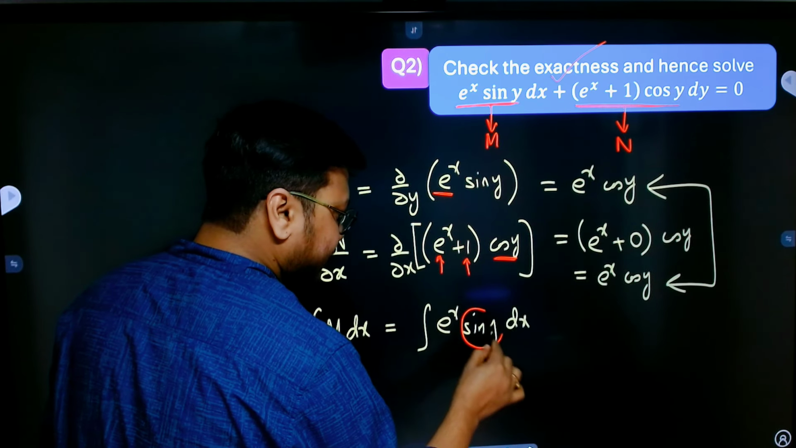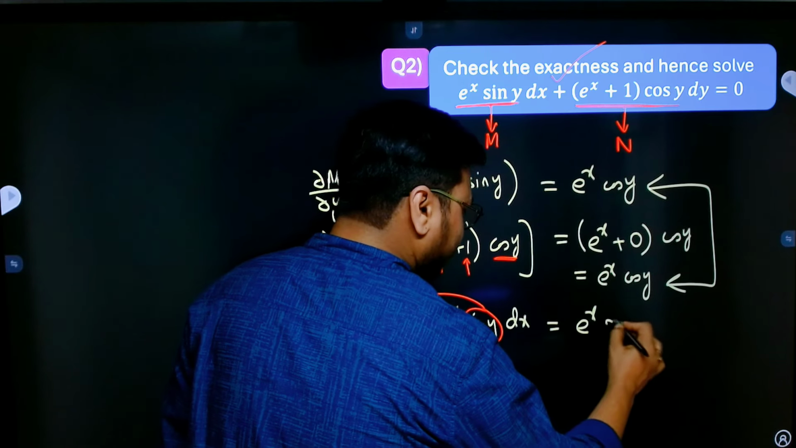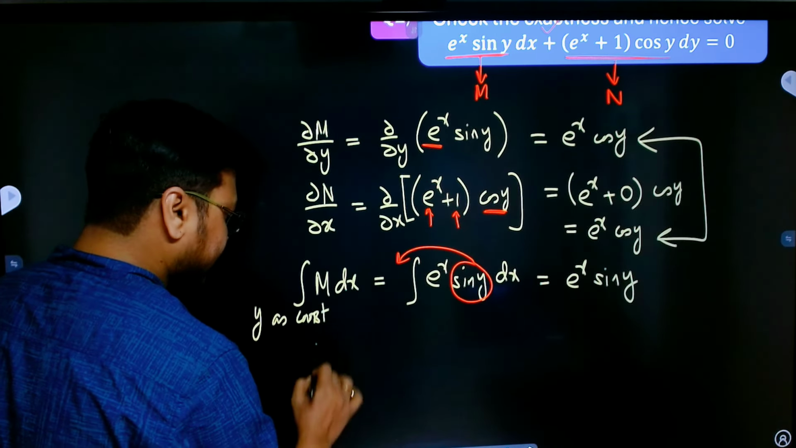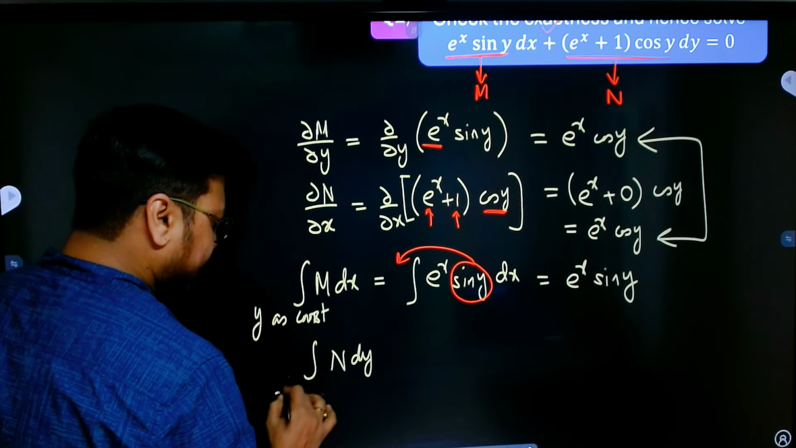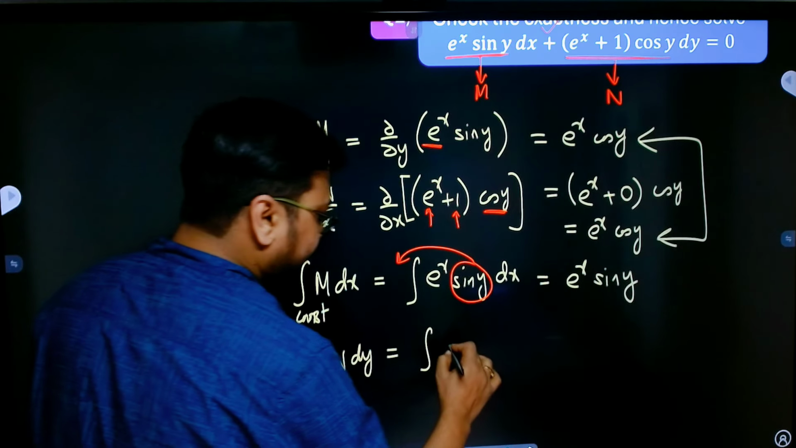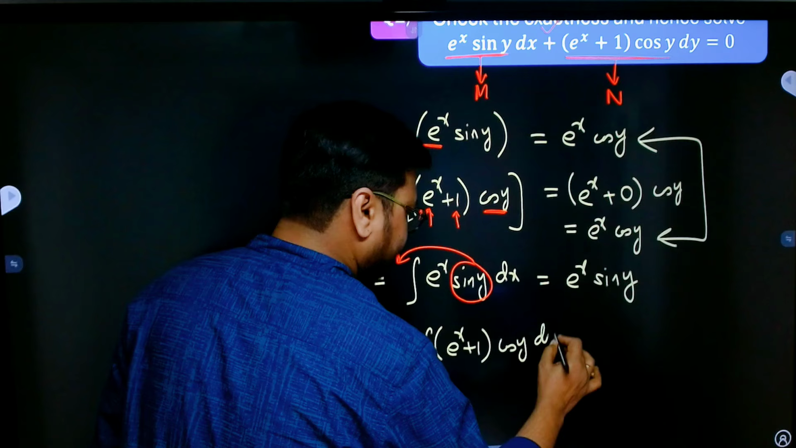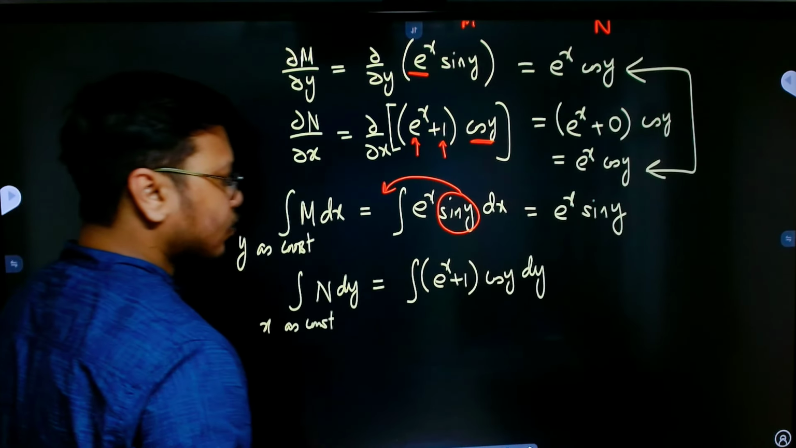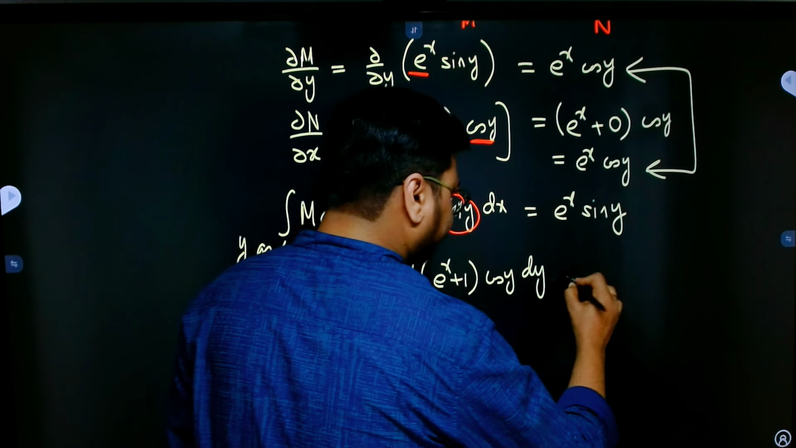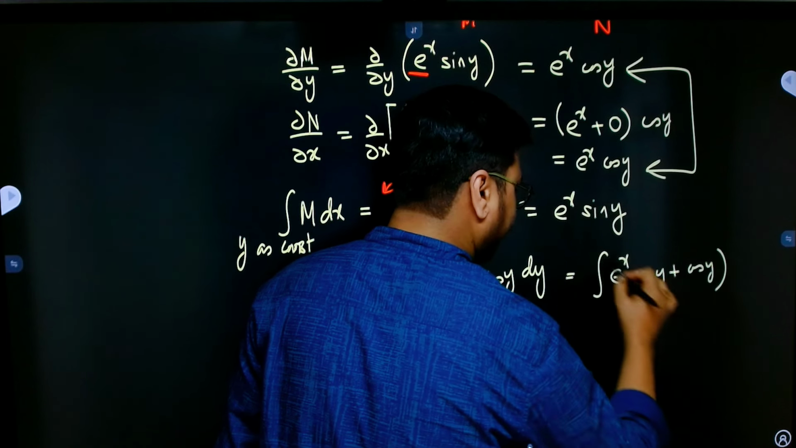Y constant, so that means sine y will go outside the integration and we'll be having e to the power x sine y. Then coming to integration n dy, where x should be treated like a constant and we have n as e to the power x plus 1 cos y dy. Right, here x is treated like a constant, so that means we have to break this integration into two parts. We have e to the power x cos y plus cos y dy.